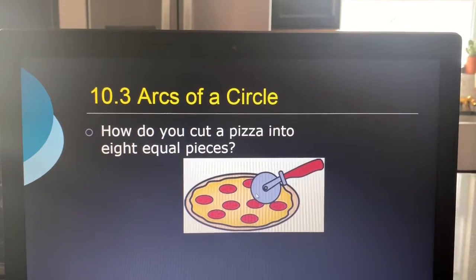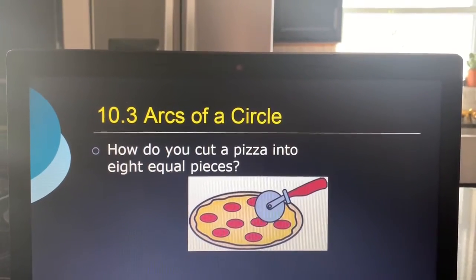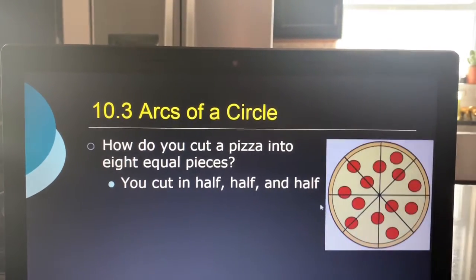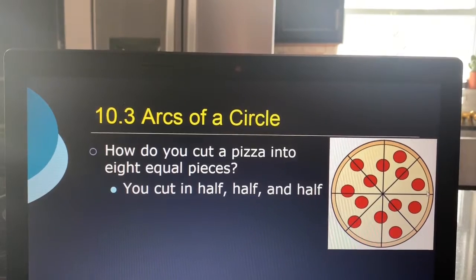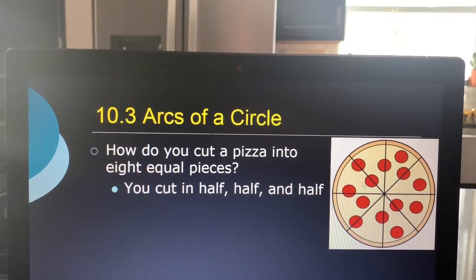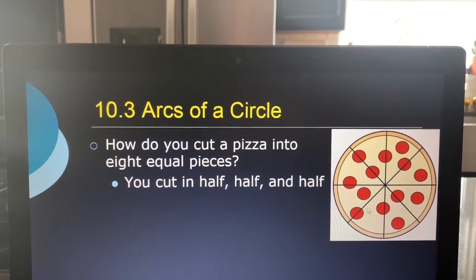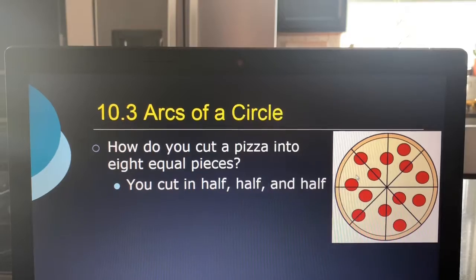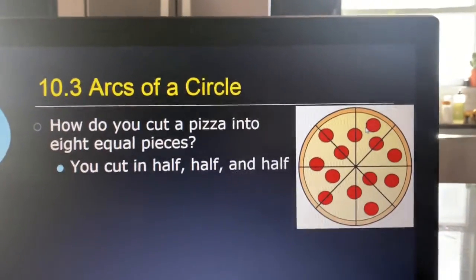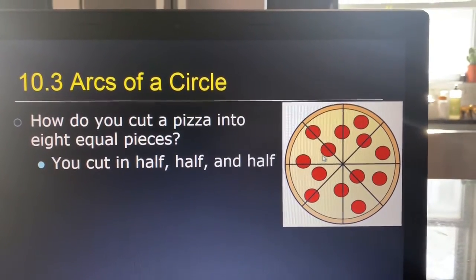I guess a better way to answer that is how do you make those 8 pieces equal? Well, you might want to say, why don't you just cut it in half, right? Cut the pizza in half, and then cut those halves in half, and then cut those halves in half. Like keep halving it, right? Until you have 8 pieces that are exactly equal. Well, one question to consider is, how do you know they're equal slices?